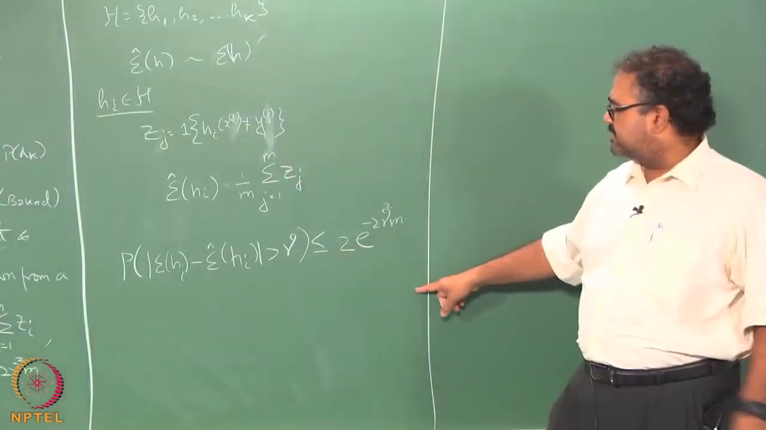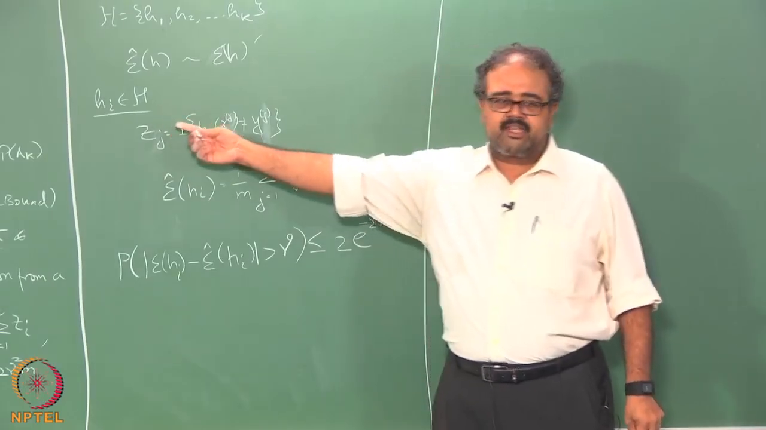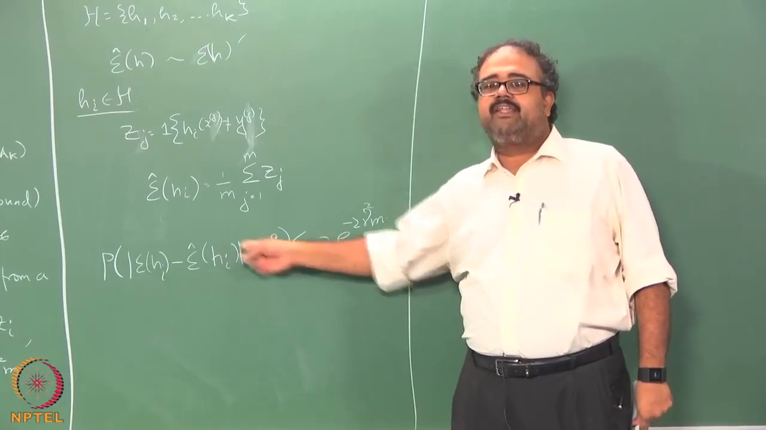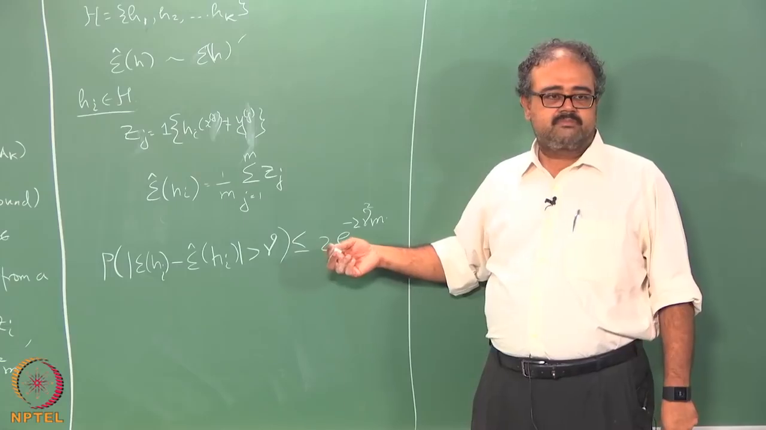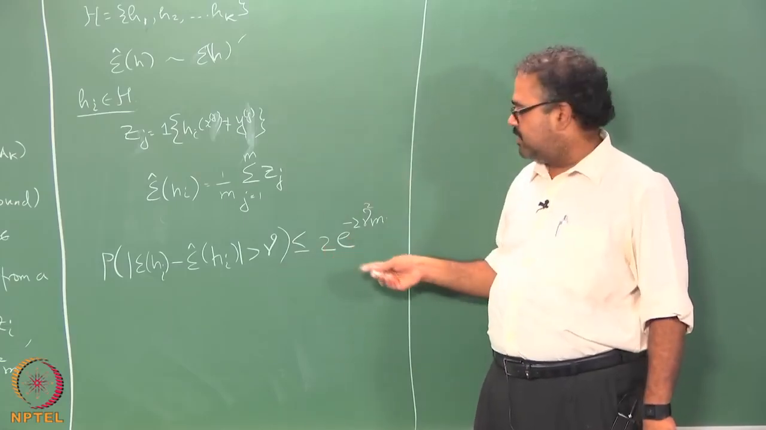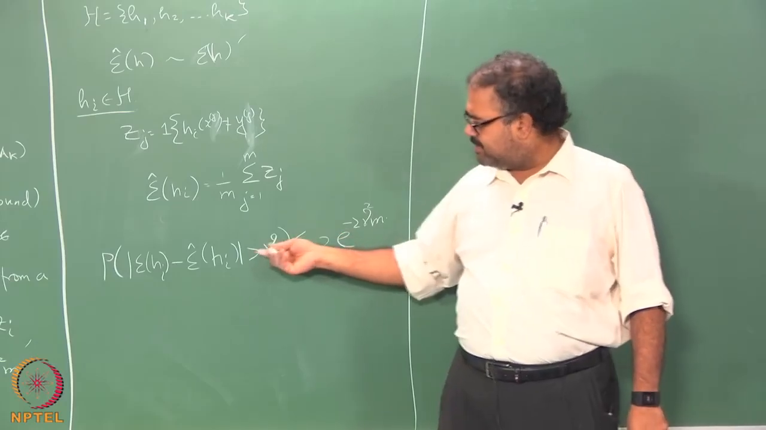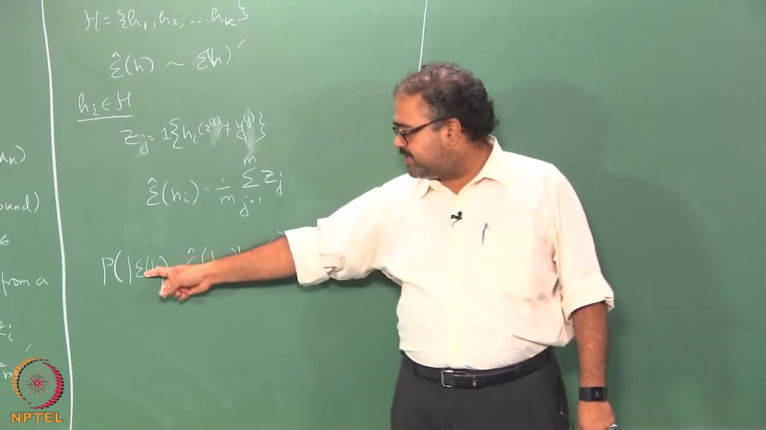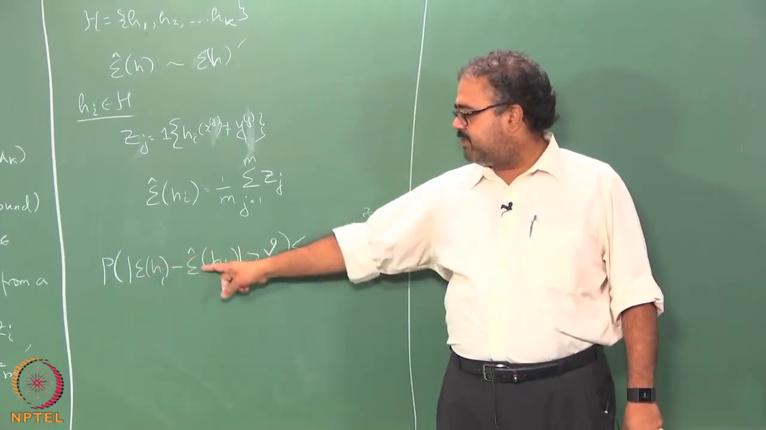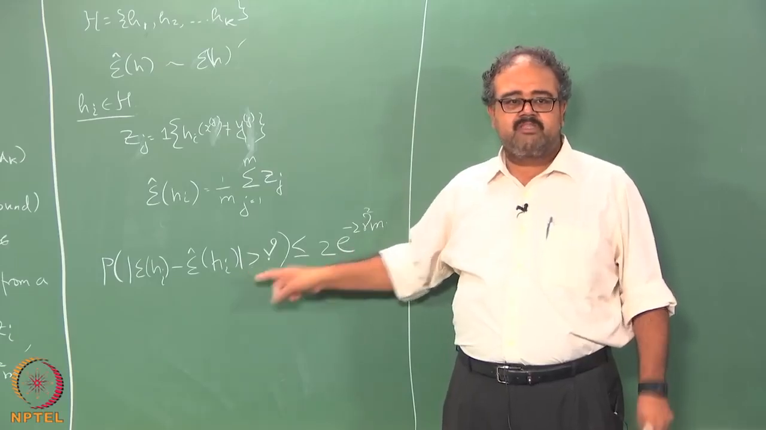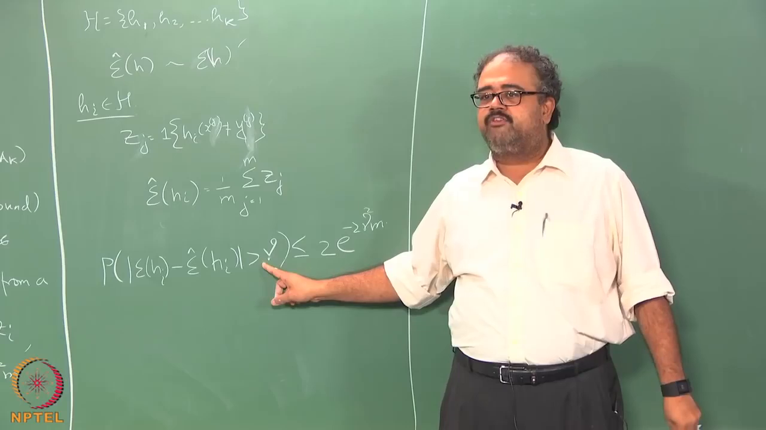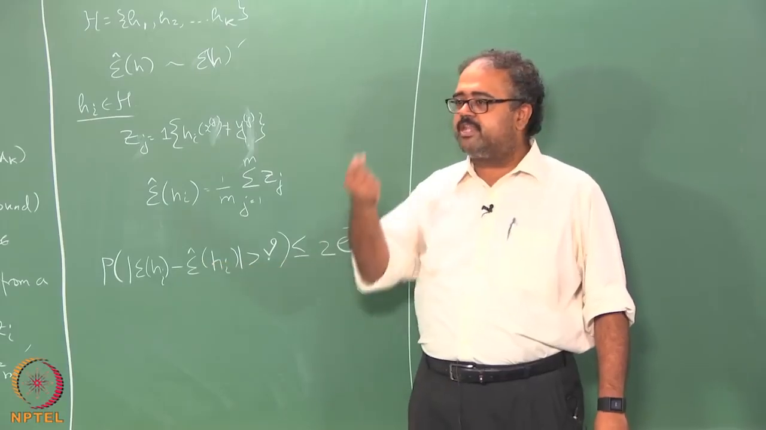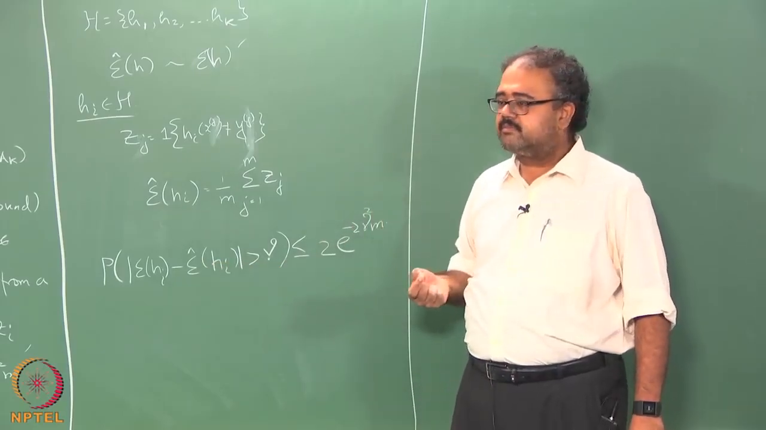What we have shown here is that for a single hi from the hypothesis class, if I have a large m, then the probability of having a large error will be small, even for small gamma. Suppose I want to know the probability that the difference between epsilon and epsilon hat is greater than, let us say, 0.01. So my epsilon hat should be within 0.01 of epsilon.